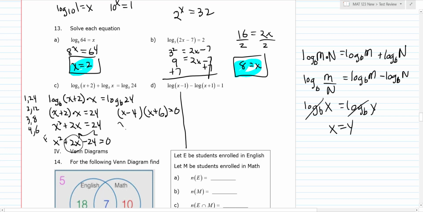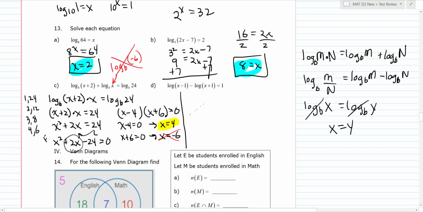So now you solve these two equations. You have x minus 4 equals 0. So that would give x equals 4. You have x plus 6 equals 0. That would give x equals negative 6. Now one of those answers does not work, and it's this one. The reason is you cannot do a logarithm of a negative number. So the only answer to this problem is this. All right, so that's how that gets put together.